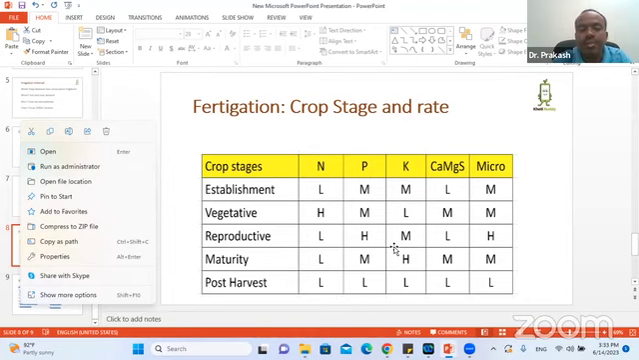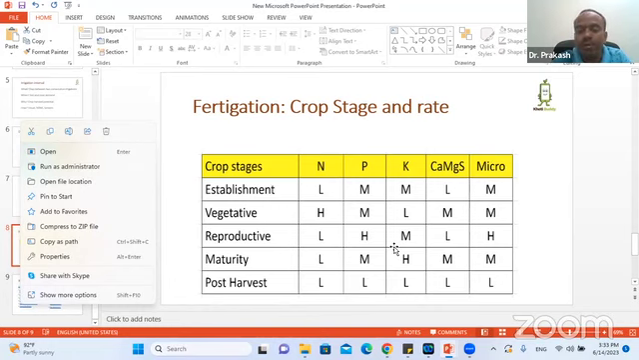In the maturity stage, nitrogen requirement is low, phosphorus requirement is medium, and potash requirement is high, along with calcium and magnesium, the secondary nutrients, and some micronutrients, which are also medium. At that time we can add potassium nitrate, 0:0:50, and 13:0:45. So this plays an important role in developing the proper maturity of the crop.